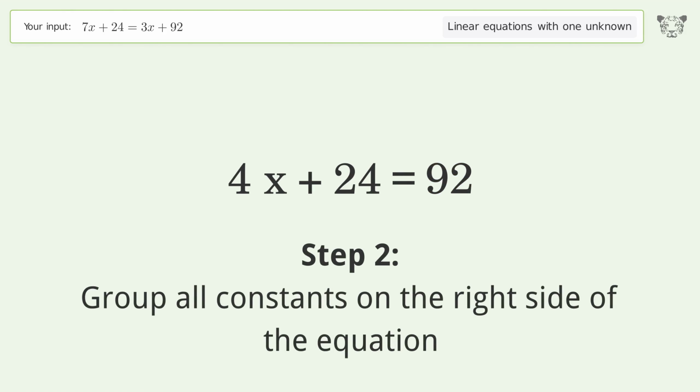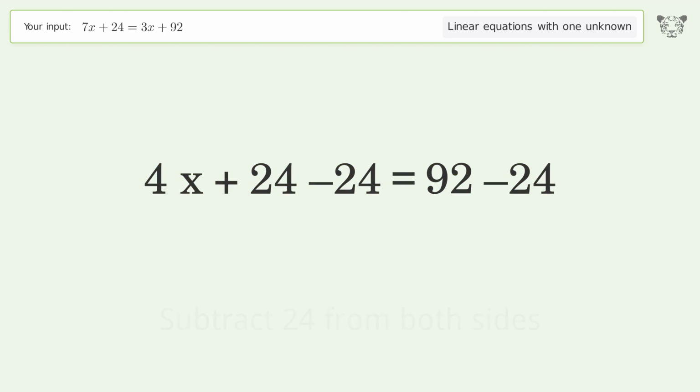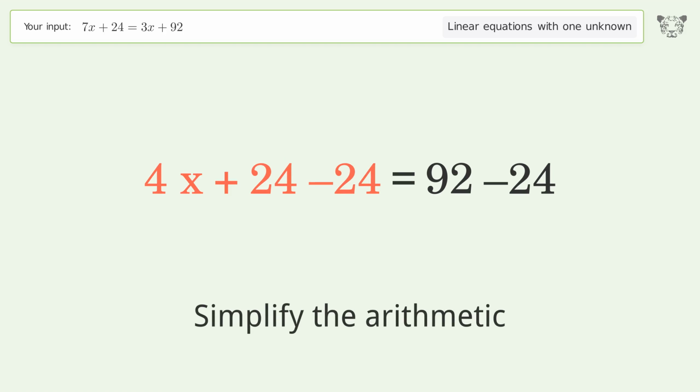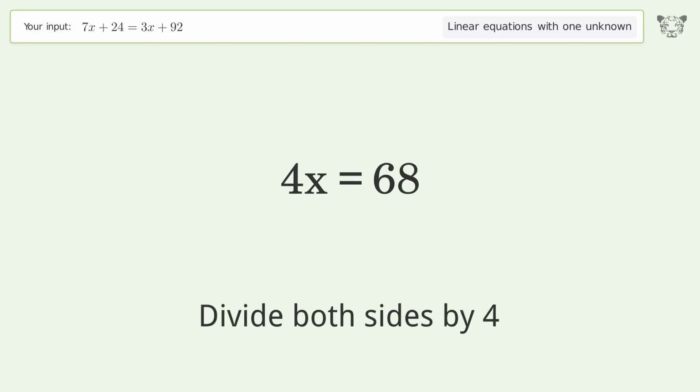Group all constants on the right side of the equation. Subtract 24 from both sides. Simplify the arithmetic. Isolate the x. Divide both sides by 4.